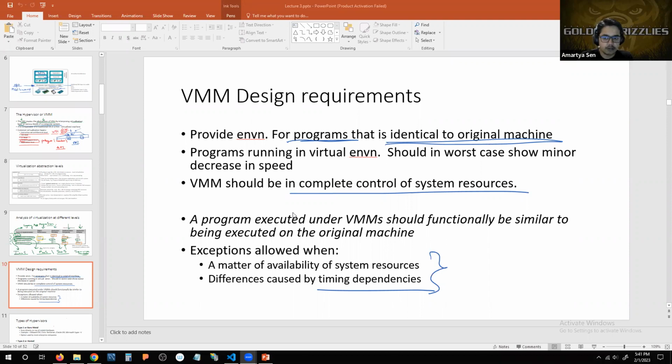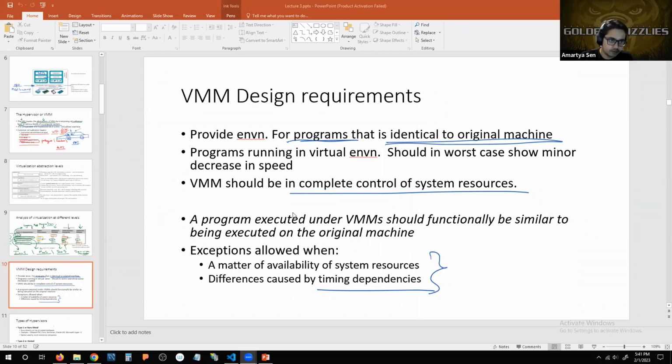So we talked about the fact that if you design a hypervisor or a VMM, then whatever programs or processes are allocated to that virtualized environment should be identical in terms of execution as if it is running on its own standalone traditional computer, right?